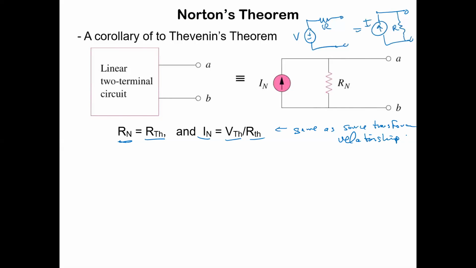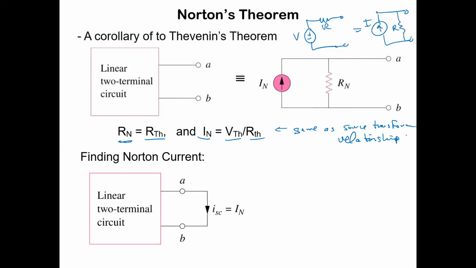But you can also find the Norton current by taking the short circuit current at those terminals, because that equals your I Norton. Just like the Thevenin voltage is the open circuit voltage at the terminals, the Norton current is the short circuit current at those terminals. And so R Thevenin can also be written as V Thevenin over I Norton, or V open circuit over I short circuit.